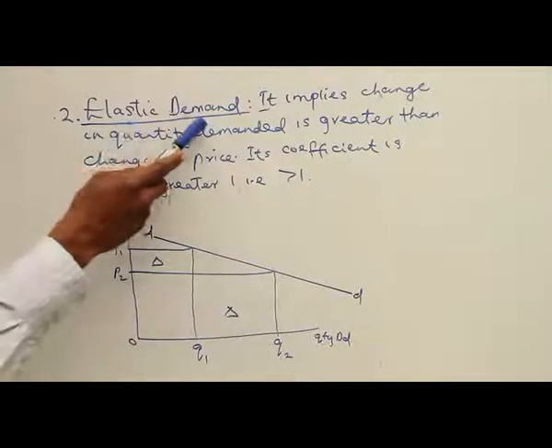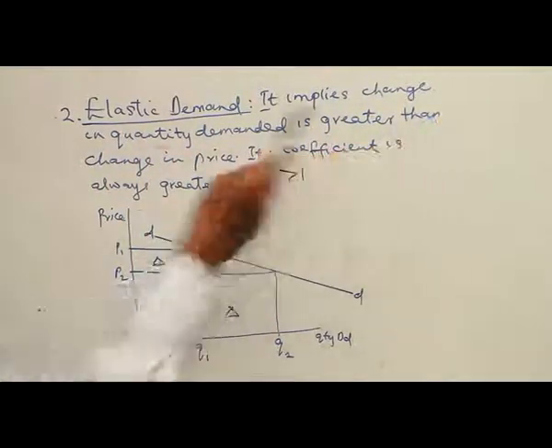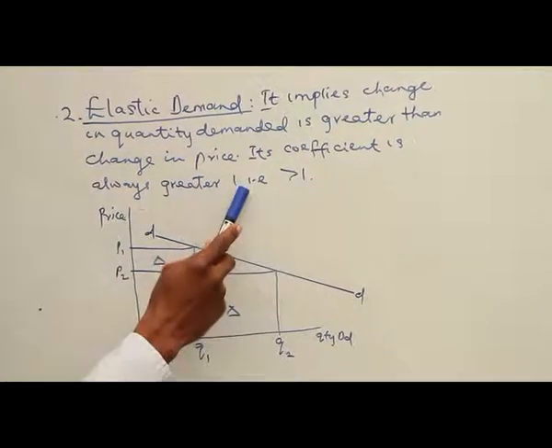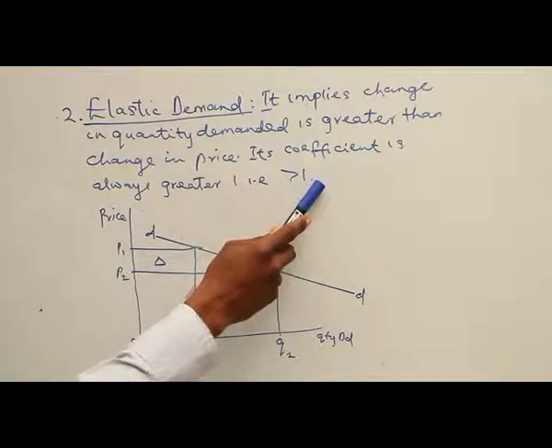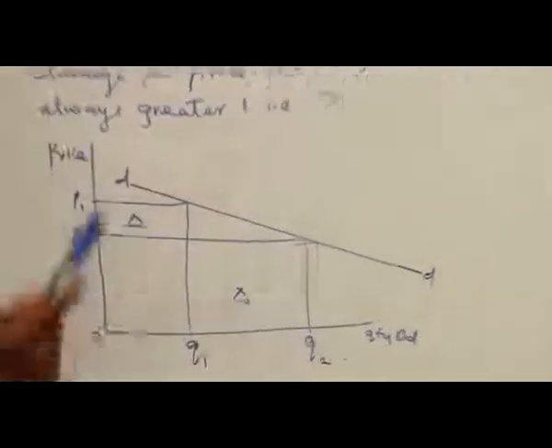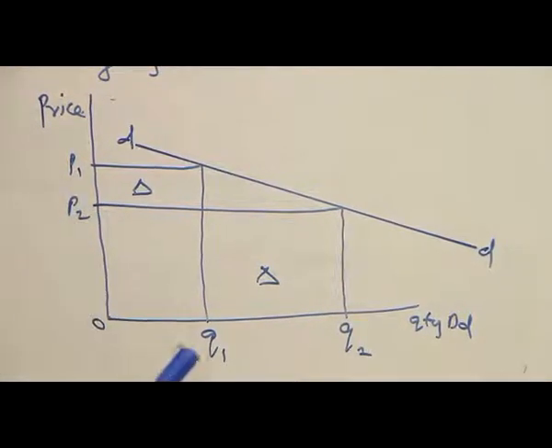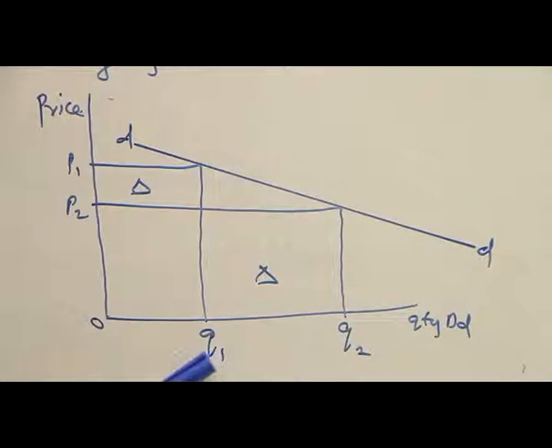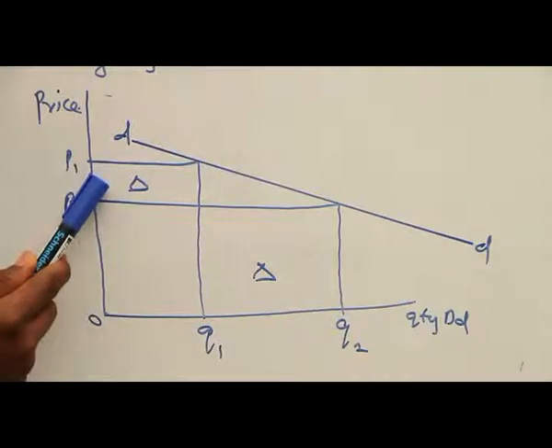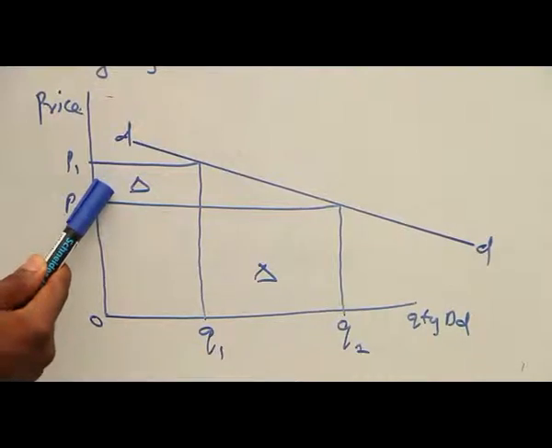Number 2, elastic demand. It implies the change in quantity demanded is greater than the change in price. Its coefficient is always greater than 1. Now from the diagram, price axis, quantity axis, demand curve. The change from P1 to P2, when you compare it with the change from Q1 to Q2, you observe that the change in quantity demanded is greater than the change in price. This will make it elastic demand, where the coefficient is greater than 1.